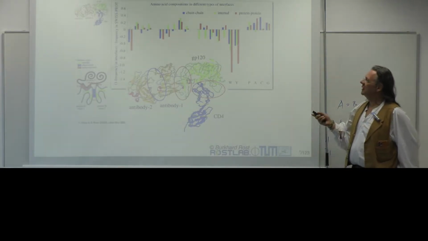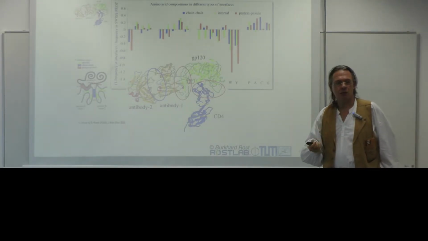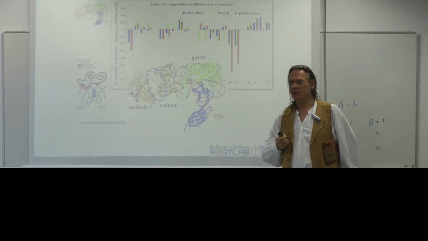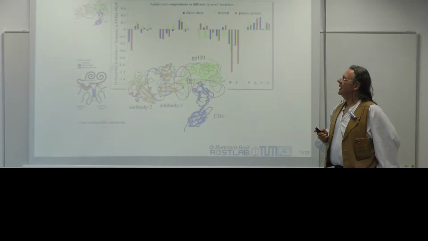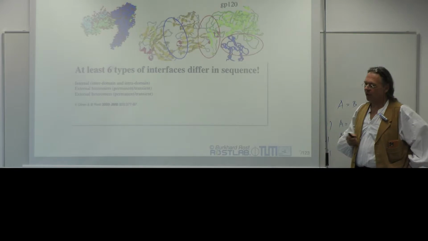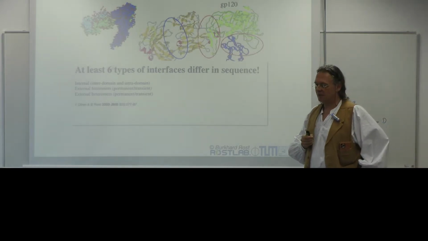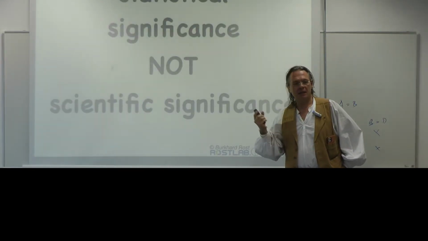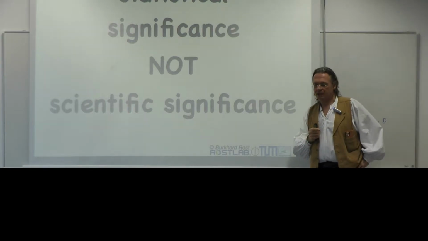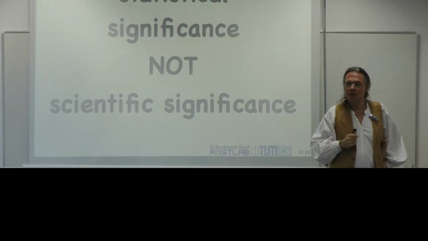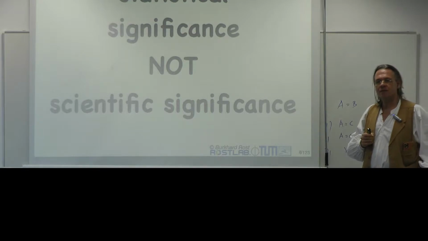I showed you that they all differ from expected. I showed you that this is statistically significant. It's not trivial to show that. And I also showed you that, in fact, you can distinguish 6 different types of interfaces, and the difference, again, for all of those is statistically significant.